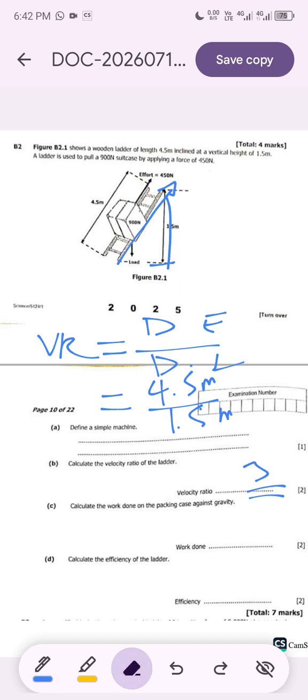Now, let's look at another question. Calculate the work done on the suitcase against the gravity.